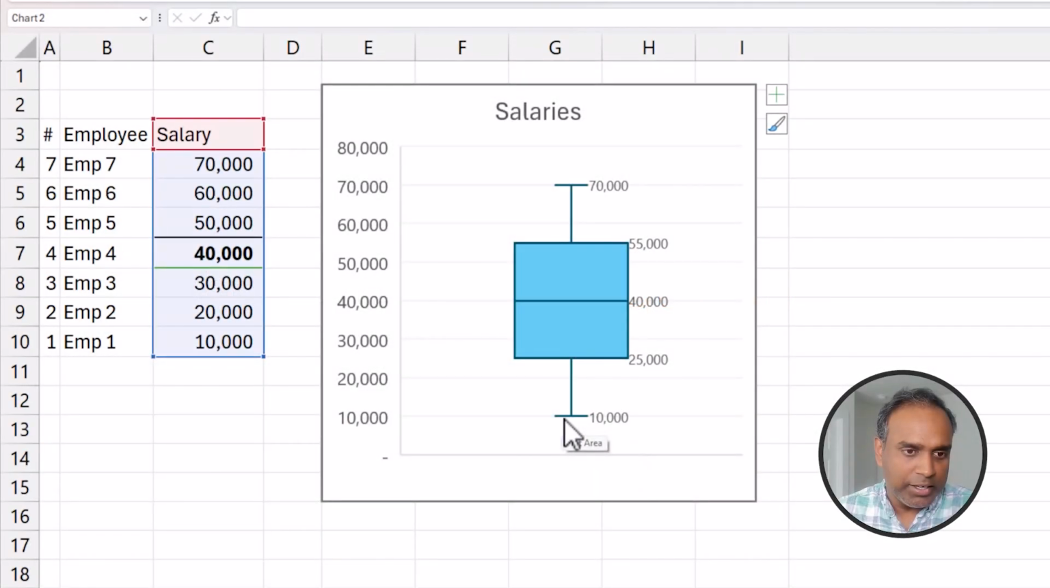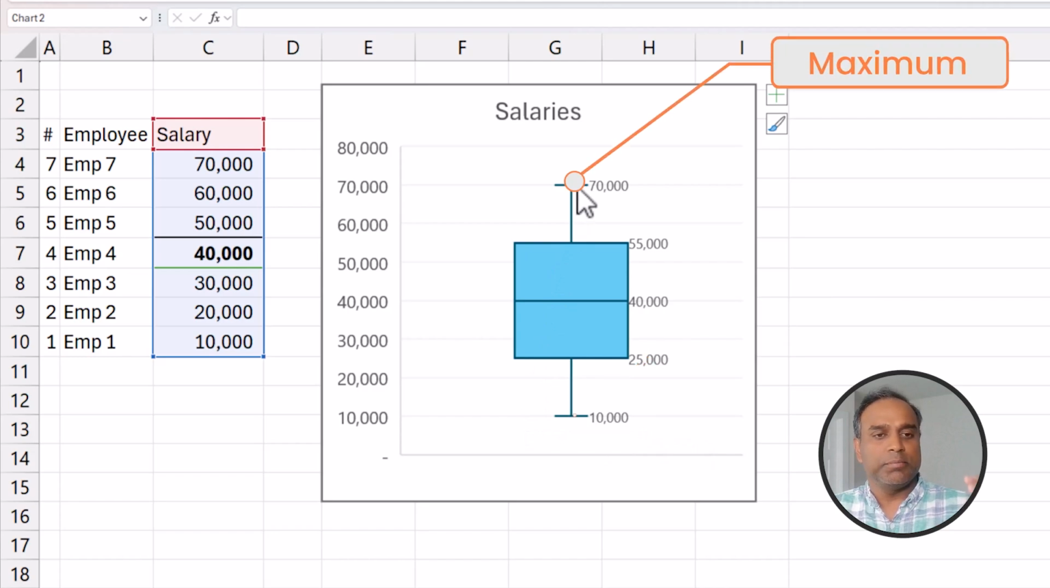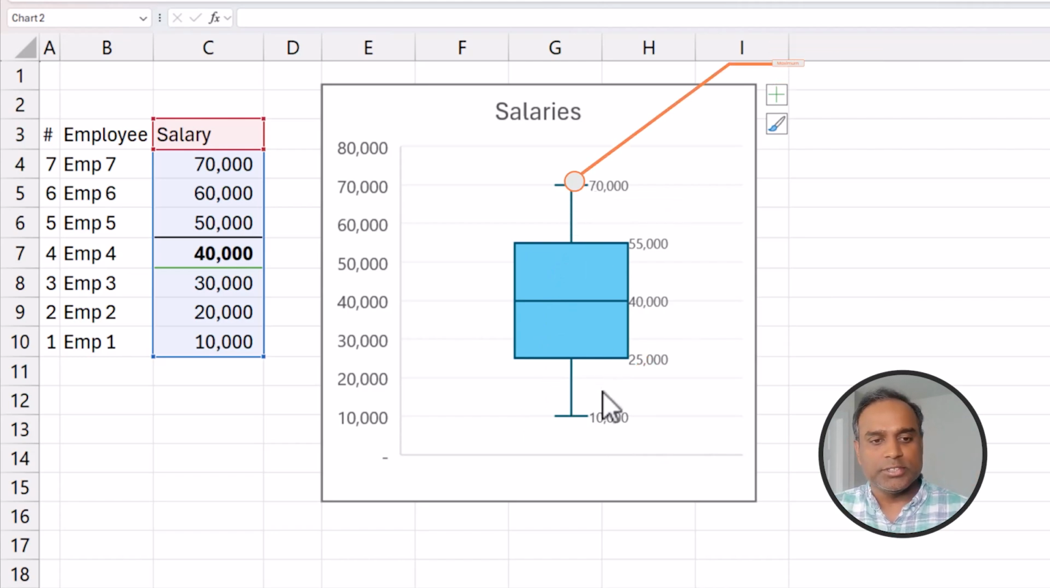From the bottom end of this line, which is a whisker, that's why it's called the box and whisker, because there's a box in the middle and then two extensions on the top and bottom. Now, the bottommost number here, 10,000, represents the minimum value of the data set, and the top end represents the maximum. So that's 70,000, and this is 10,000. Those are the two key points.